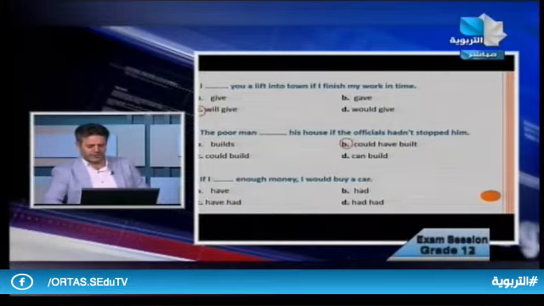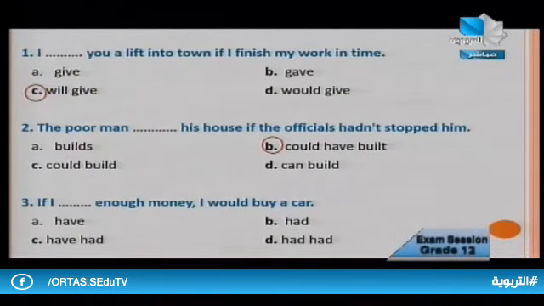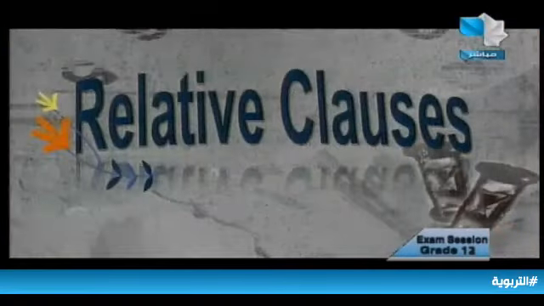Thank you. The last one: if I had enough money, I'd buy a car. Here we have would plus verb 0. It's the second conditional, so we have to use past simple. The correct answer is B. Thank you. Now, relative clauses.